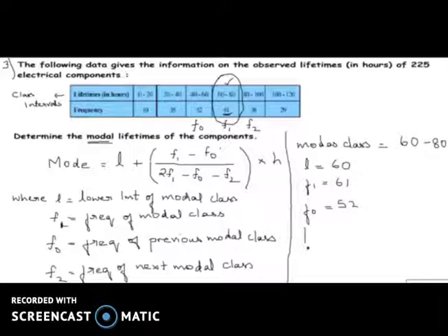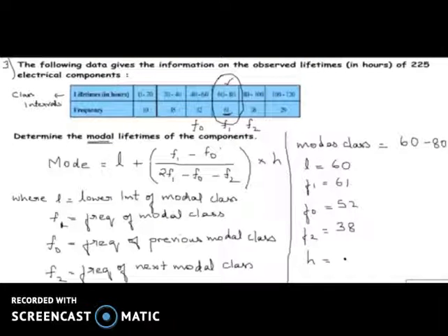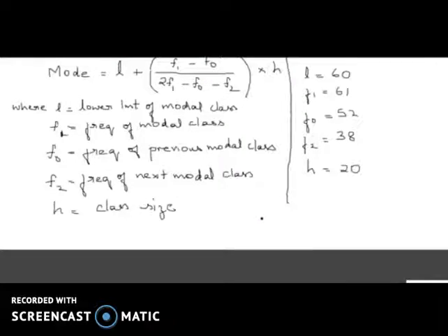So F1 is 61, F0 is 52, and F2 is 38. Next we are going to find H. H is the class size, so it is equal to 20, that is 80 minus 60.